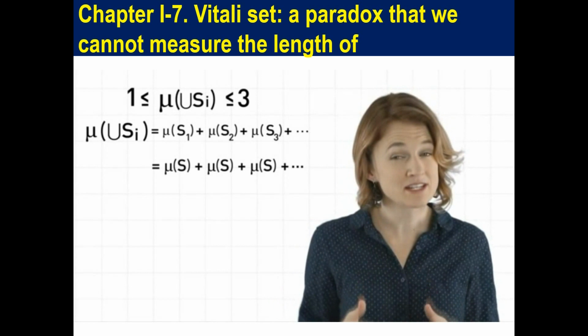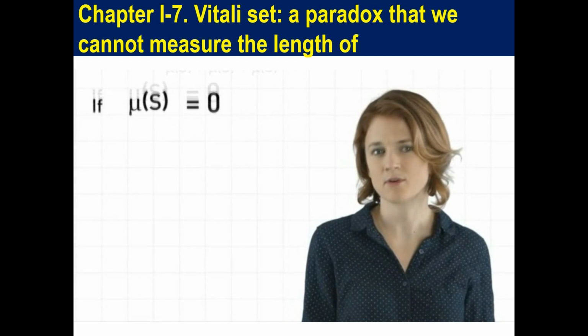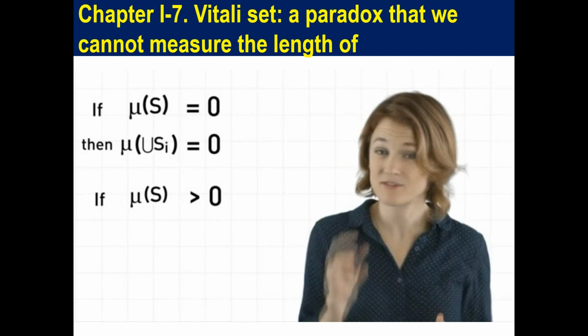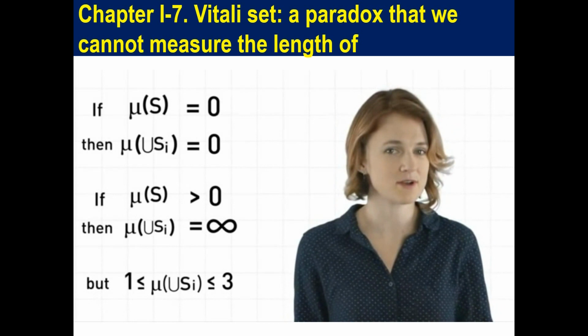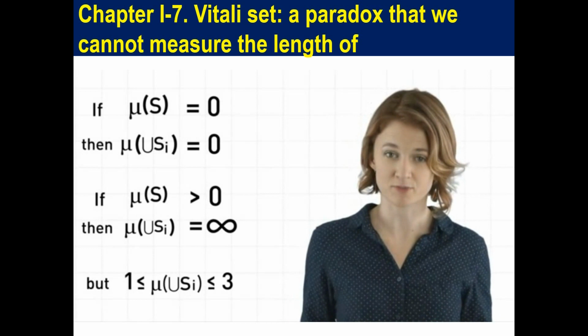If the size of S is 0, then the infinite sum gives 0. And if the size of S is something positive, even a really tiny number, we'll still get infinity when we add it to itself infinitely many times. Therefore, the size of S can't be 0 and it can't be non-zero. It can't have a size. The set S must be non-measurable.